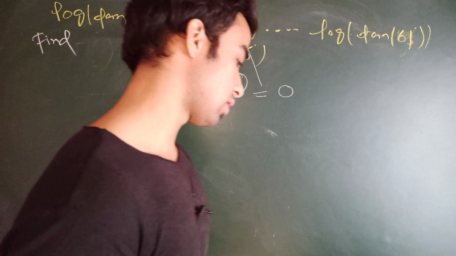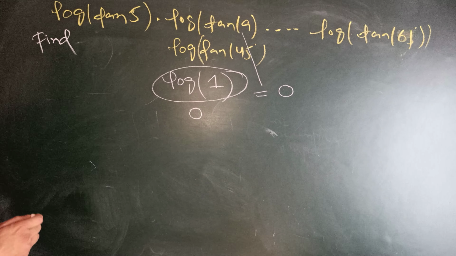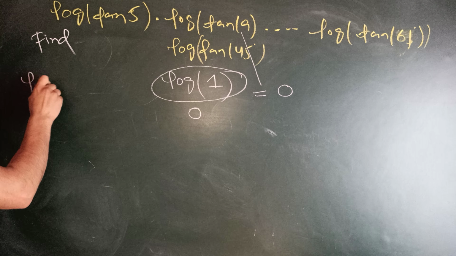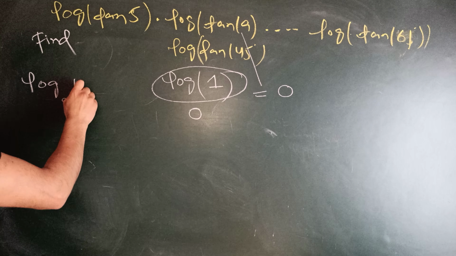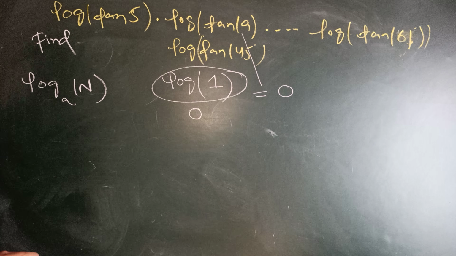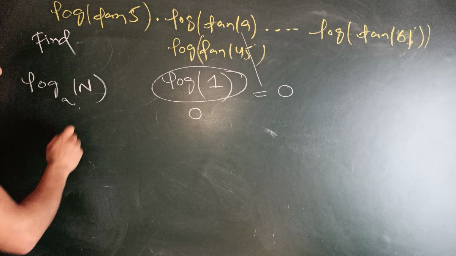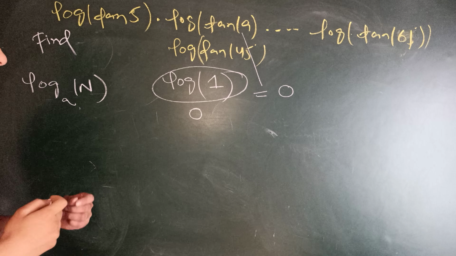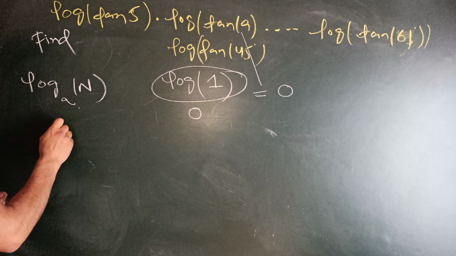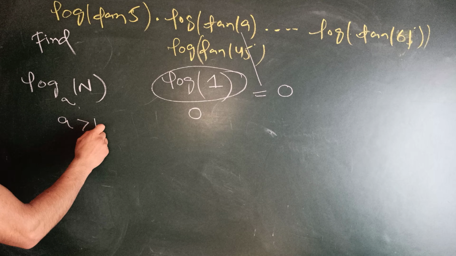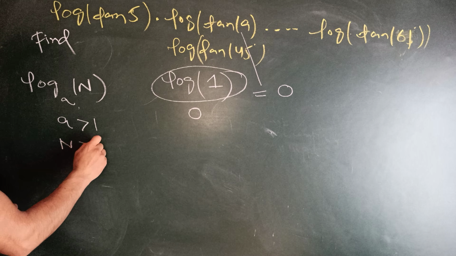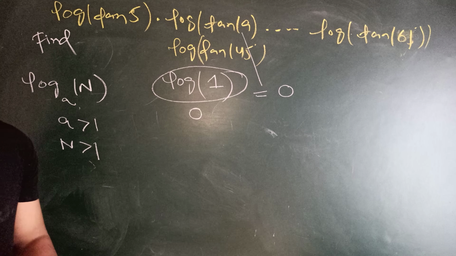Unity. Yeah, unity. We're going to talk about unity now. Simply, what does it mean here? We have the form of log like this, log base a of n. Now, if the base, which is a, and the argument n are both greater than 1, that is, a is greater than 1 as well as n is greater than 1, then the value of the log will always be a positive number.